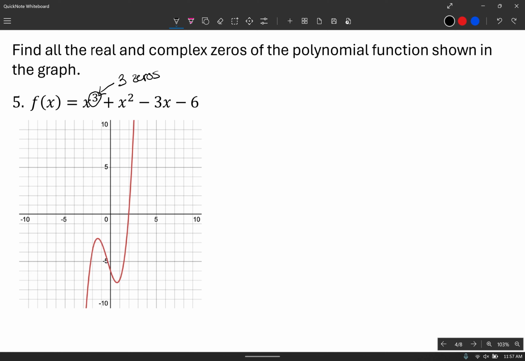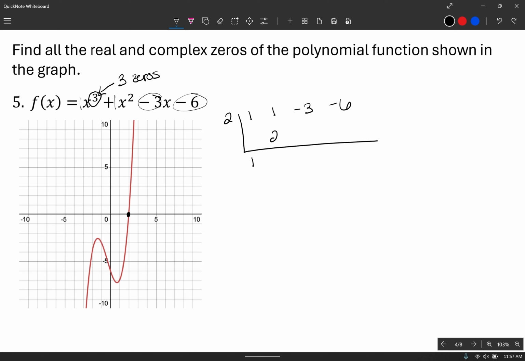Well, the only one I can see is 2. So we're going to take 2, and we are going to synthetically divide. I have 1, 1, -3, -6. Remember, that's just all of the coefficients and the constant in your equation. So we're going to drop the 1.